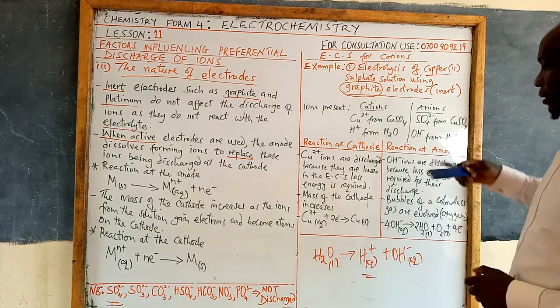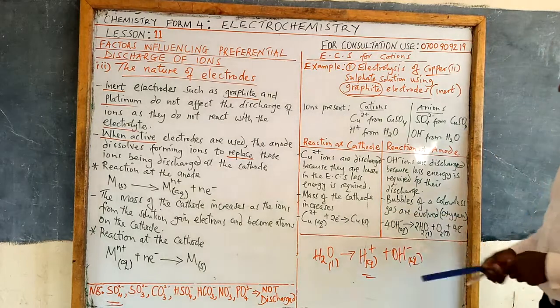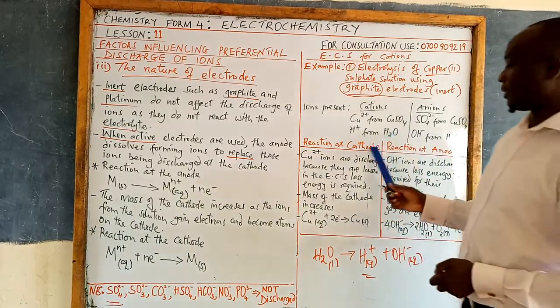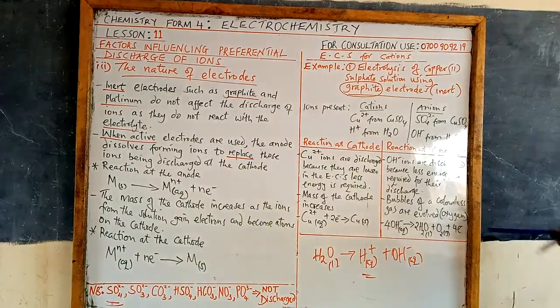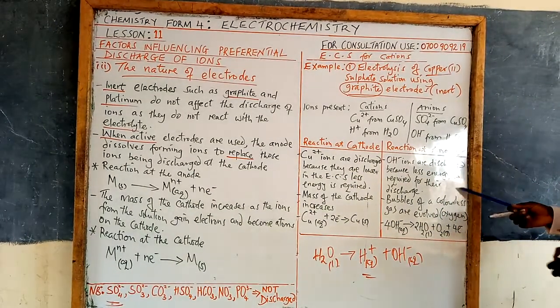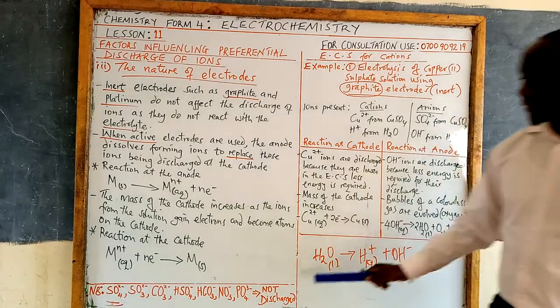At the anode, hydroxide ions are discharged because less energy is required for their discharge. The ions listed here are not easily discharged, because a lot of energy will be required for their discharge.